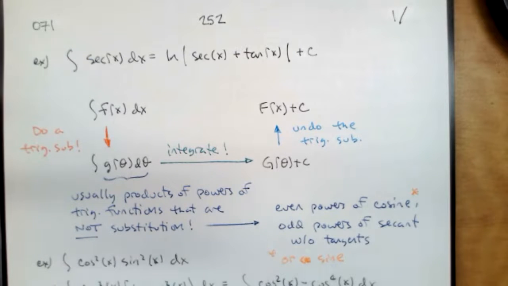We're usually looking at products of powers of trig functions in our theta integral that are not substitution. If the theta integral is substitution, your x integral was substitution. Go back and do the substitution there. Otherwise, you're just integrating with lots of extra steps.